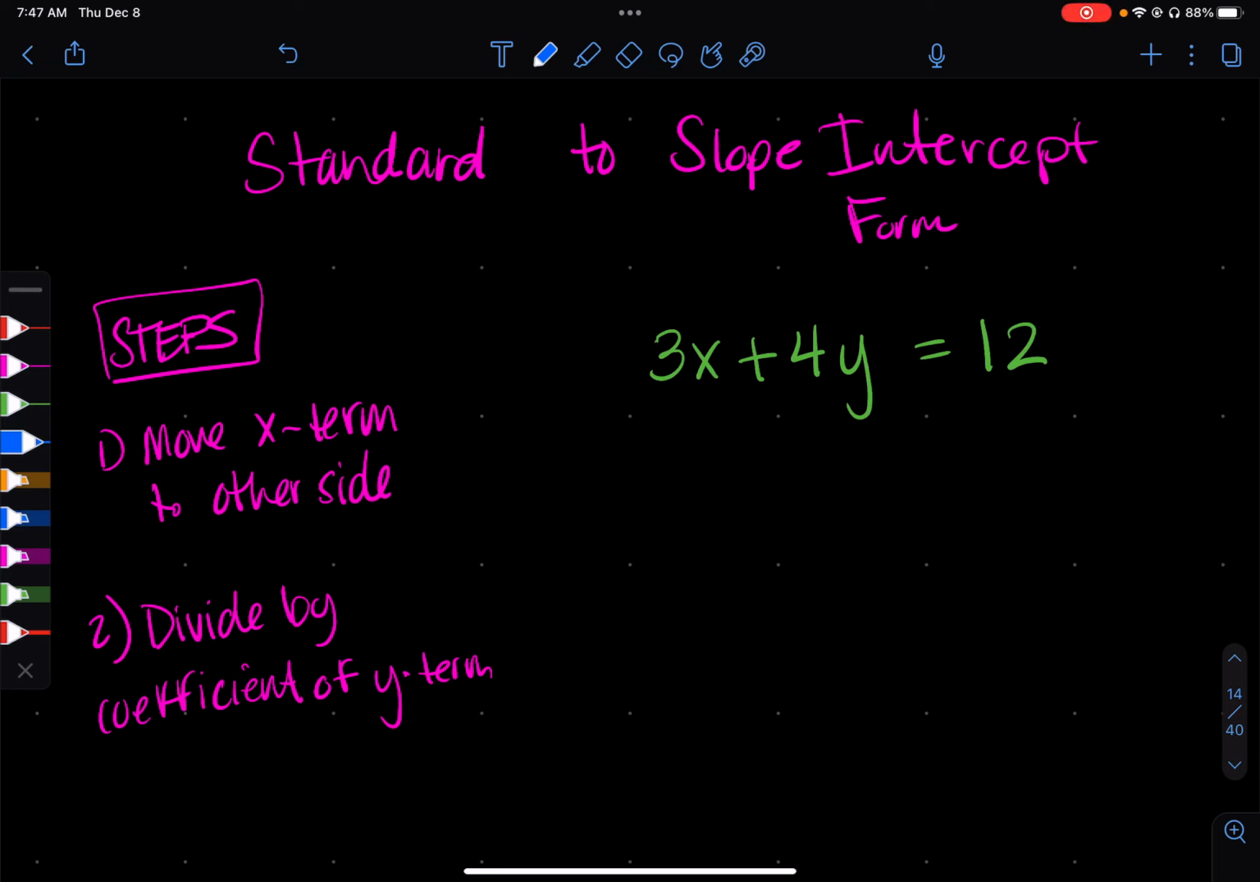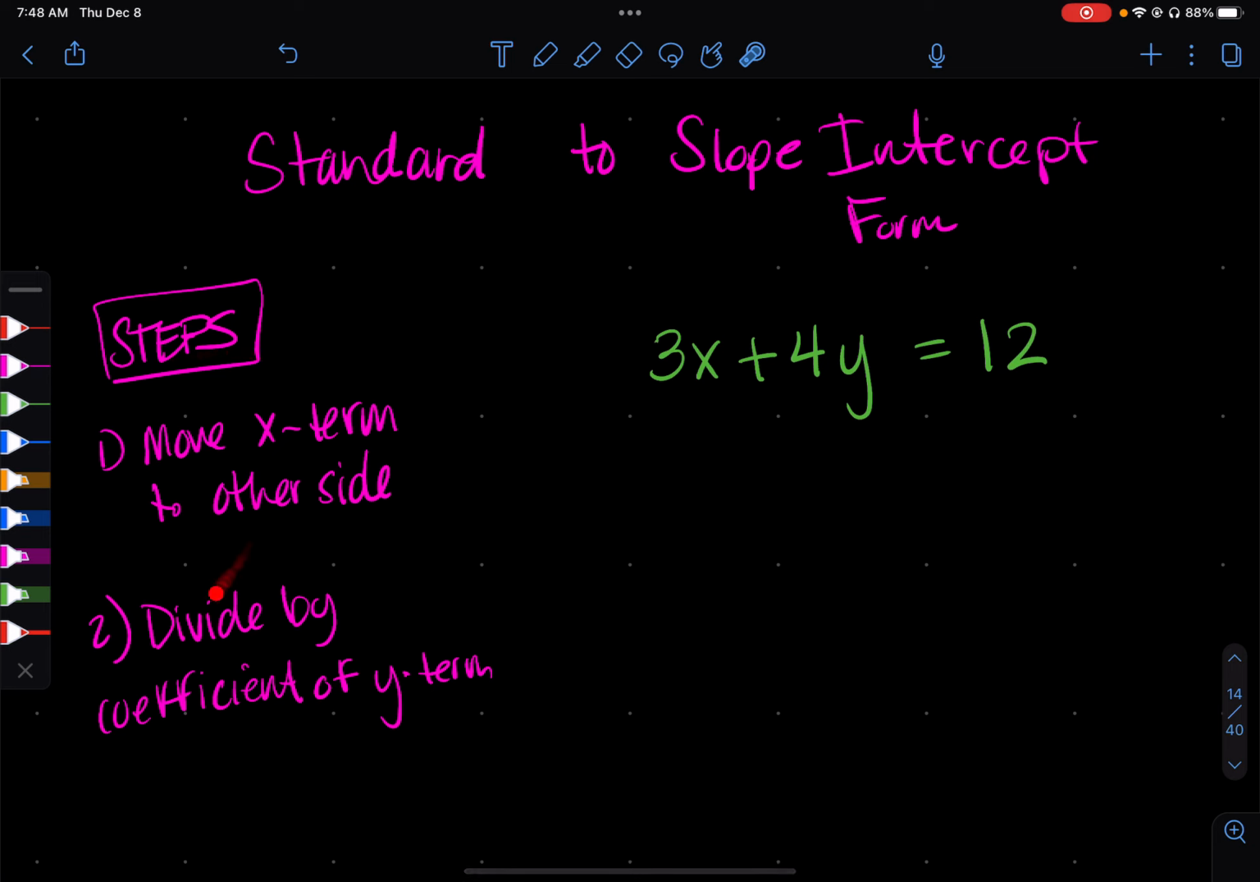All right, real quick, very fast, I'm going to show you and remind you how to go from standard form to slope-intercept form. Now remember, standard form looks like this, where we have the x and the y term on the same side, and the x is always in front. And then we have the constant on the opposite side of my equal sign. All right, so this is standard form.